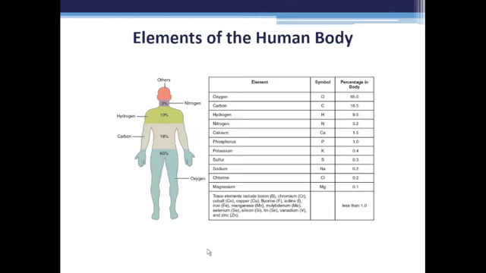Okay, next. We have the elements of the human body. Of course, before we can understand anatomy and physiology, we need to start at the smallest possible level. It is even smaller than this, which is at the atomic level. But let's talk first about the chemical level of organization.